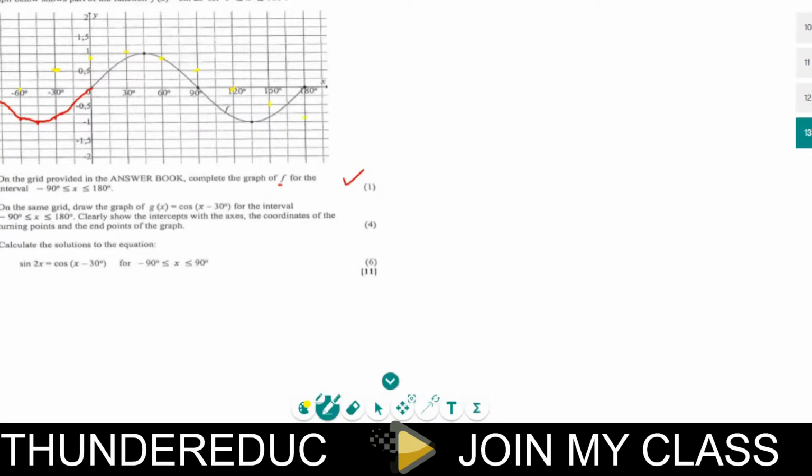And then I'll have to just join this with my free hand, no ruler, until I get the maximum, and then I drop down. Okay, so I'll have something like that. That will be my cosine graph. Then I can label that as g.